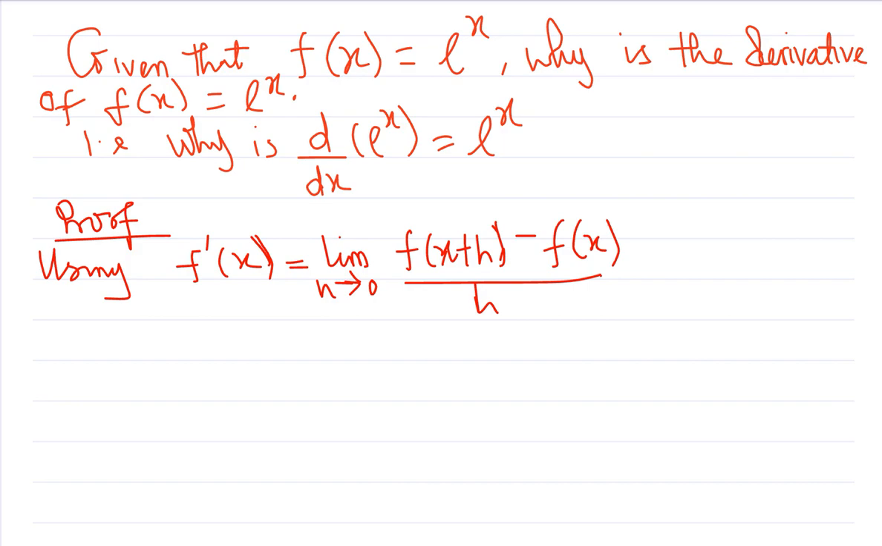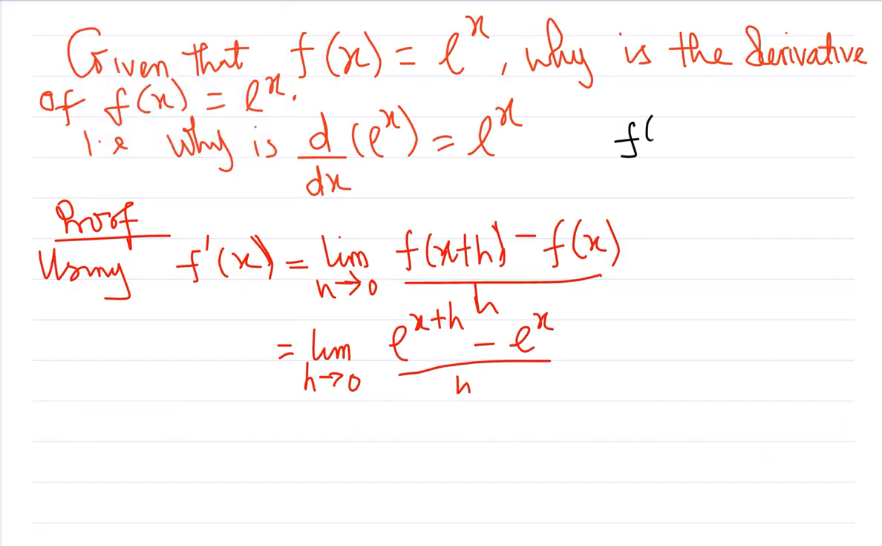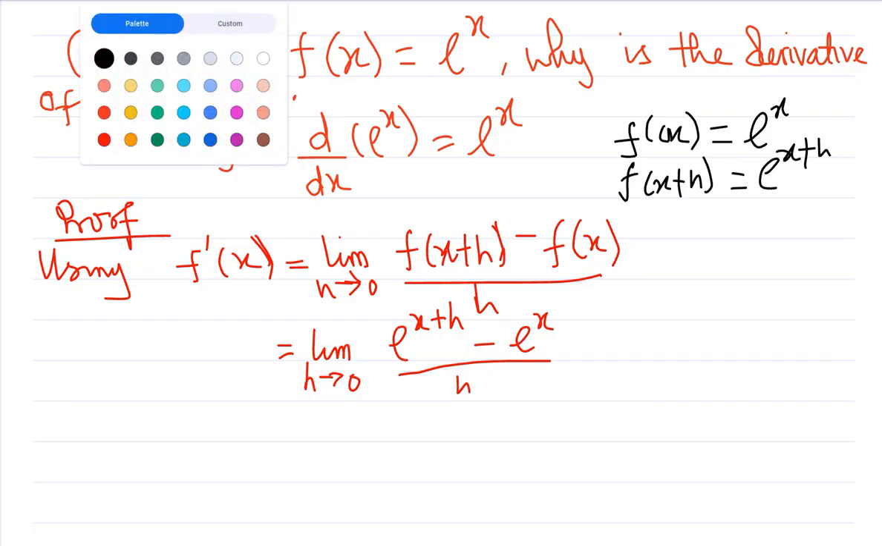So what does that tell us? Applying this gives us the limit as h approaches 0 of exponential x plus h minus exponential x, divided by h. You may be wondering how I got exponential x plus h. Your f of x is already given as exponential x, so your f of x plus h will just be exponential x plus h. So that's how I got that, okay?